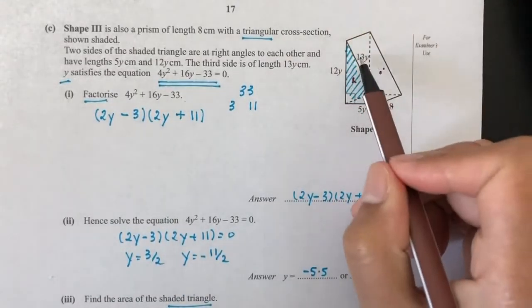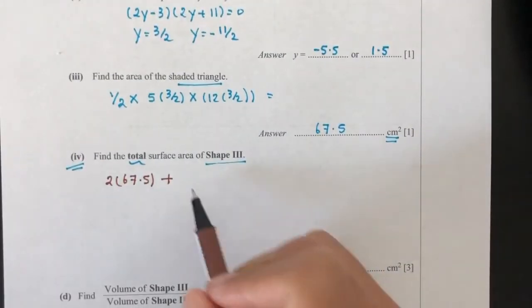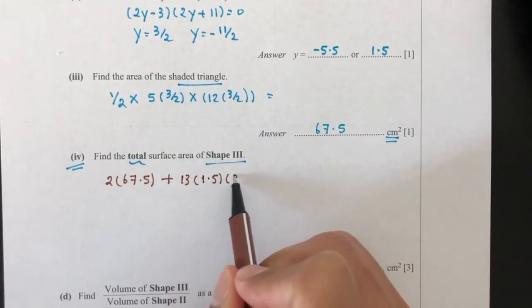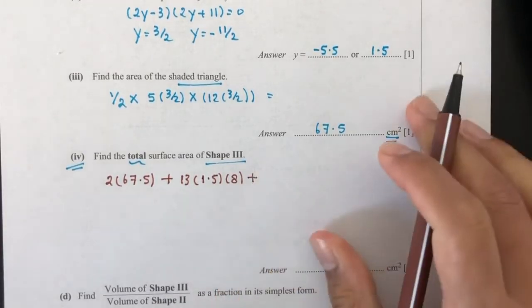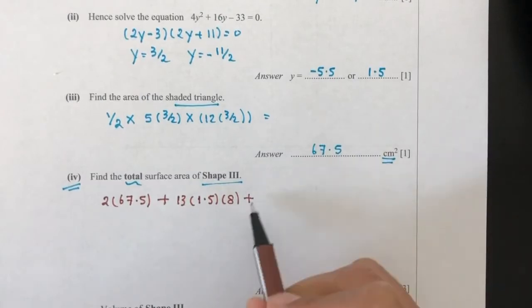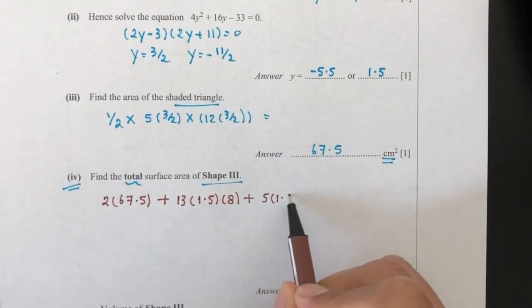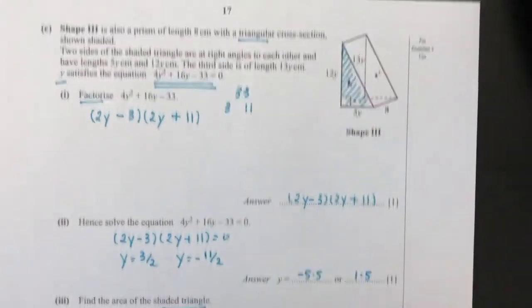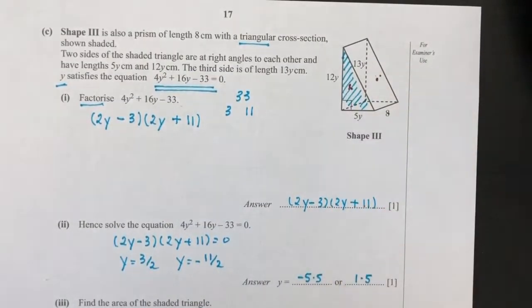And then we have to find this one. This will be 13y times 8. So 13y, y is 1.5, times 8. Plus the base area will be 5y times 8. And then the back will be 12y times 8.